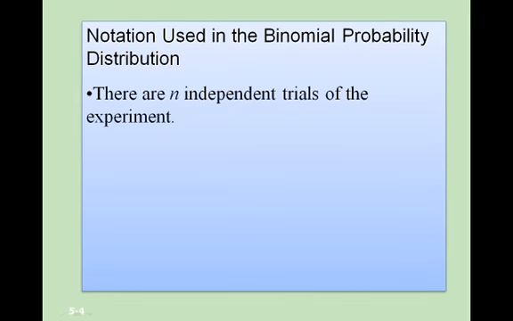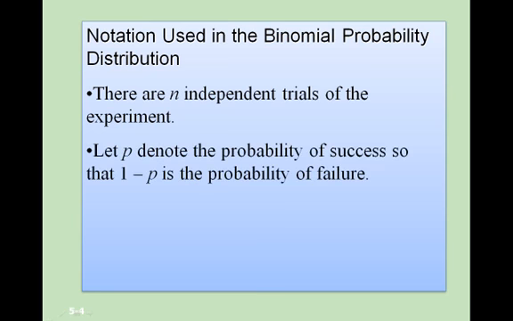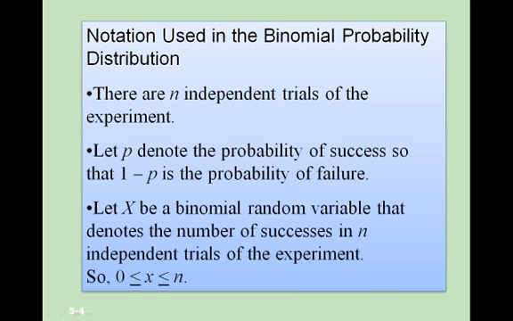So here's some notation that we use in the binomial probability distribution. The number of independent trials is denoted by n. p will be the probability of success, so that means that 1 minus p is the probability of failure. We'll let x be a binomial random variable that denotes the number of successes in n independent trials of the experiment. So our value of x must be a value between 0 and n inclusive.